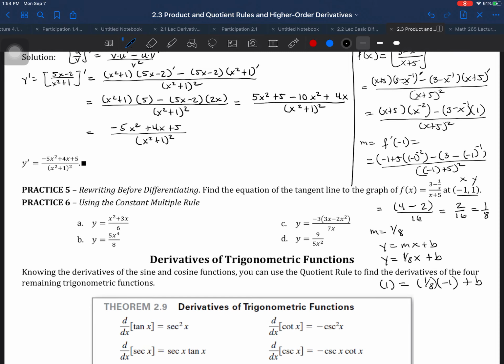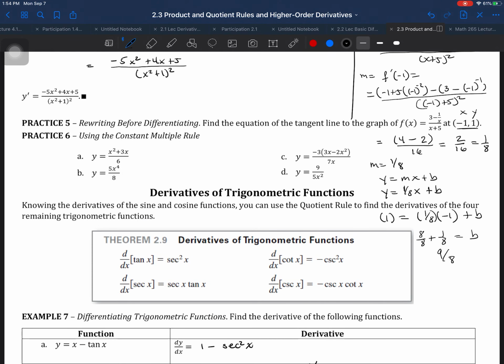So this is going to become negative 1/8. And then if you add it on both sides of the equation, you have 8 over 8 plus 1/8 equals b, so that gives you 9 over 8. So technically here we have y equals 1/8 x plus 9/8. That's the equation of the tangent line.